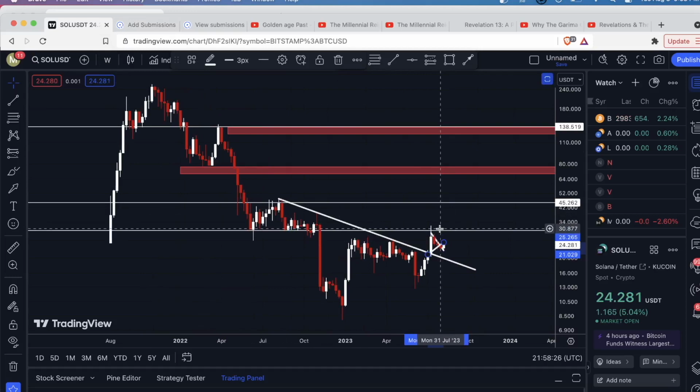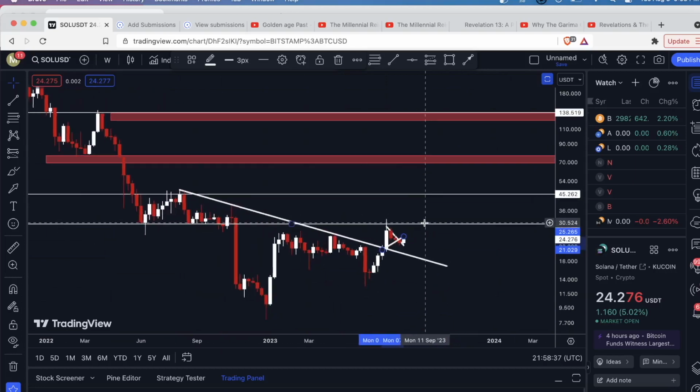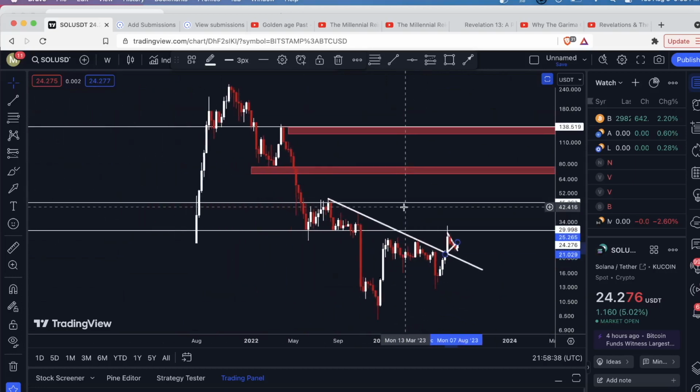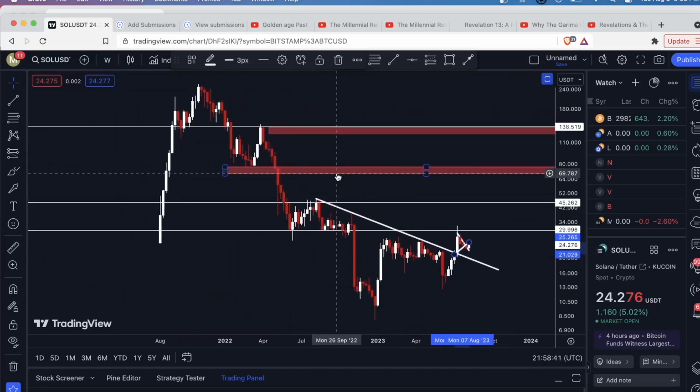And then obviously, if you see a weekly candle body close above this horizontal line here, again, that's around $30, then the next target for me is going to be around 45 bucks, right? $45. So yeah, Solana looks great, and just basic price action structure.